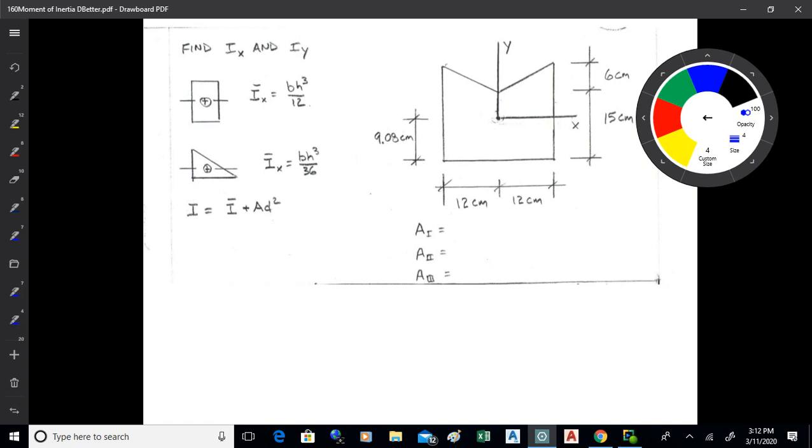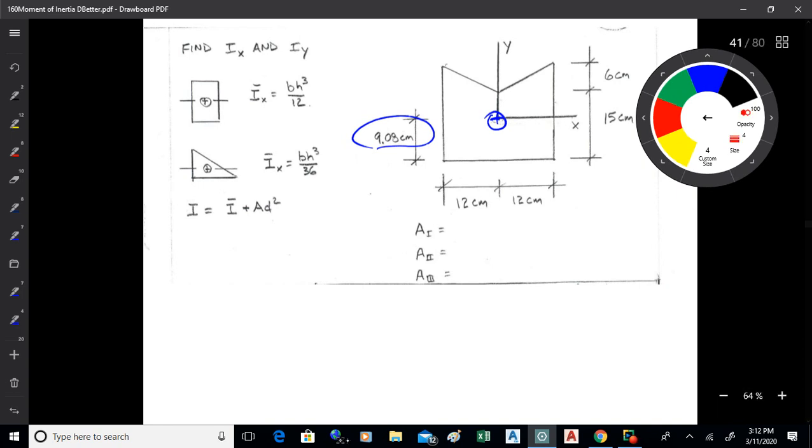Now, what we're going to do here is find the moment of inertia of that shape about those axes. Those axes are placed at the neutral axis for the entire shape, which is 9.08 centimeters up from the bottom. So that's where the centroid is for the entire shape. That's the line about which we'll calculate moment of inertia.